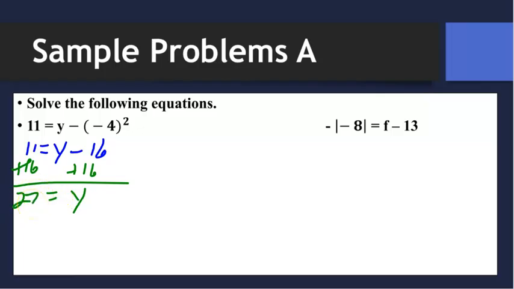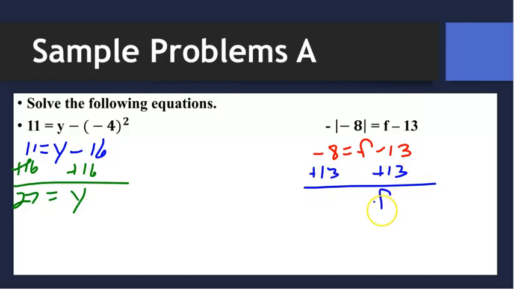And our last one here, negative absolute value of negative 8. Well, the absolute value of negative 8 is 8, times negative 1 is negative 8. This is going to equal f minus 13. The opposite of subtracting 13 is adding 13. So I do that on both sides, and I'm left with f equaling 13 minus 8, or negative 8 plus 13. It's going to give us an answer of 5. So that's our lesson on solving subtraction equations.